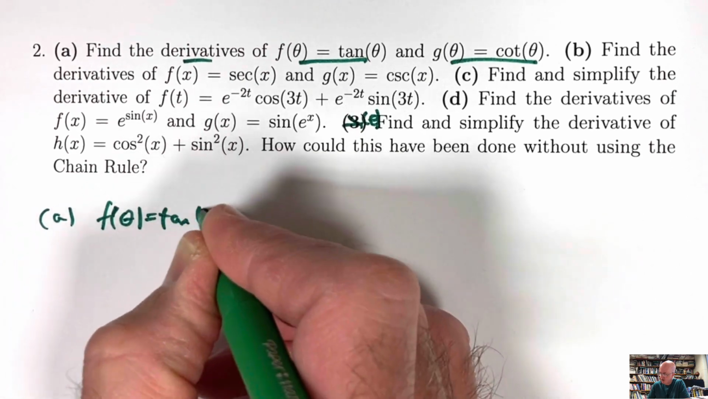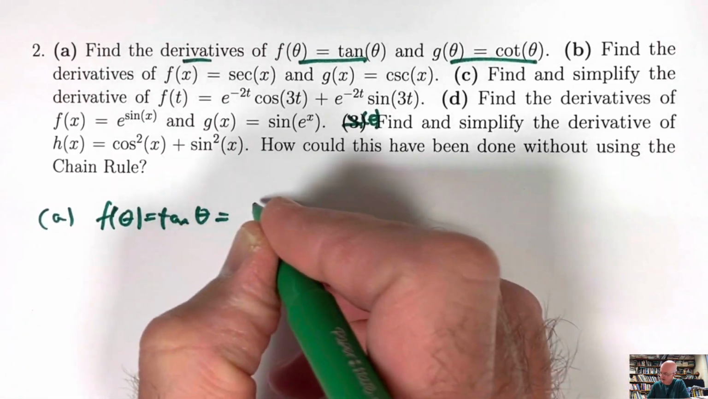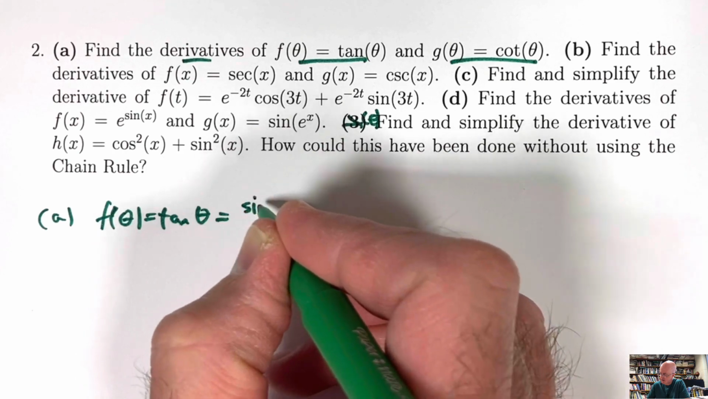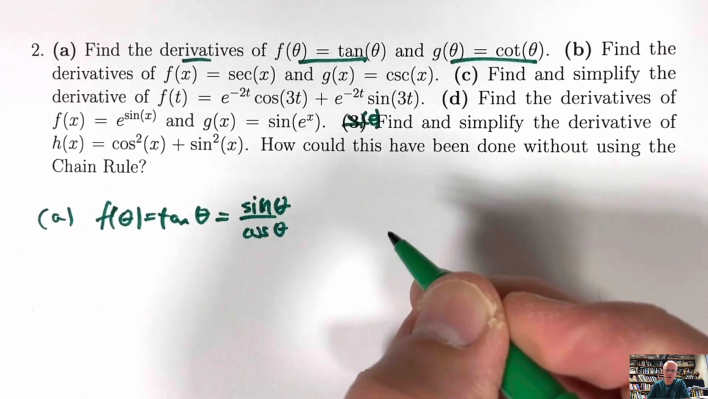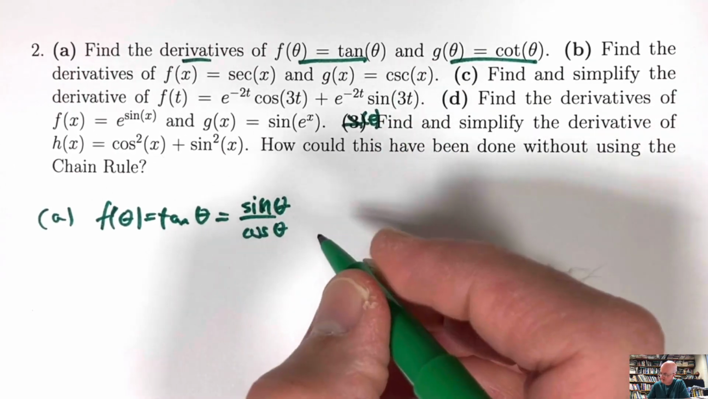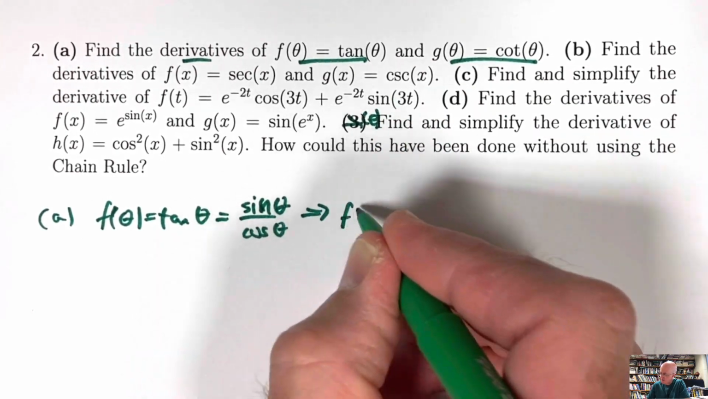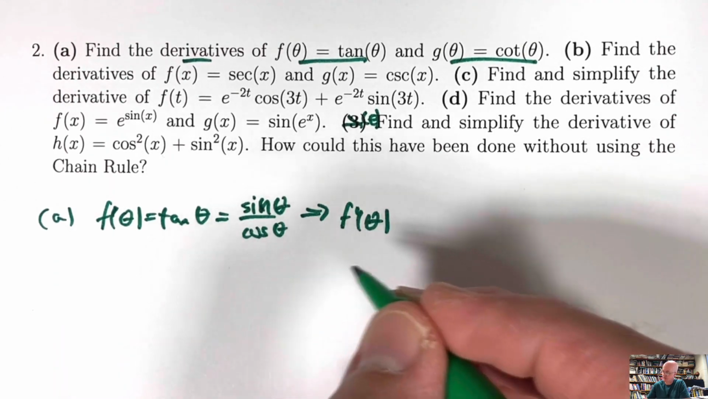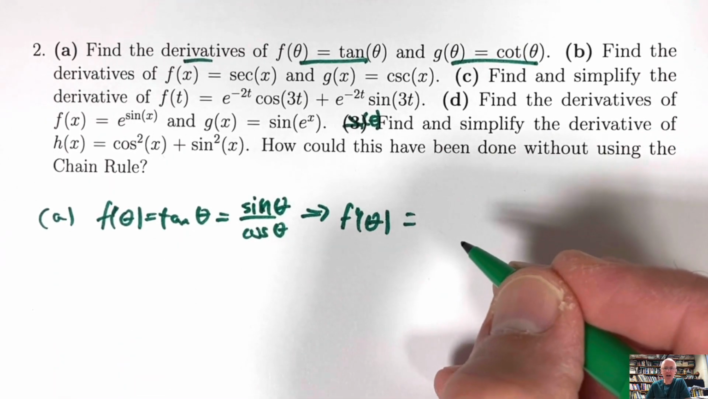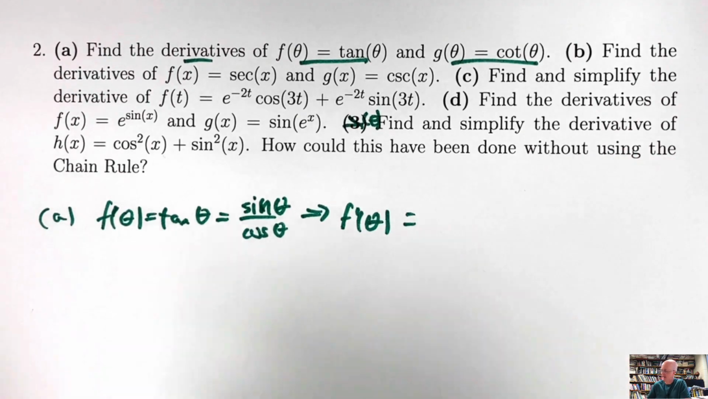You first need to know the definition of the tangent function. It's sine of theta divided by cosine of theta. Sine theta divided by cos theta. I won't bother with parentheses like I have up here to save some time. If we're going to differentiate that using what we did in number 1, we're going to also need the quotient rule. Low d high minus high d low over the square of what's below. That's the way I say it.